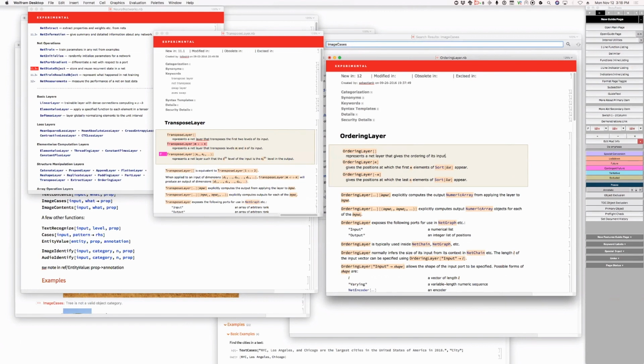"Ordering" is a bit obscure. If it says it computes the equivalent of ordering, then there's a reference. But it gives the... that effectively applies ordering to its input, which is a vector. That's another important thing.